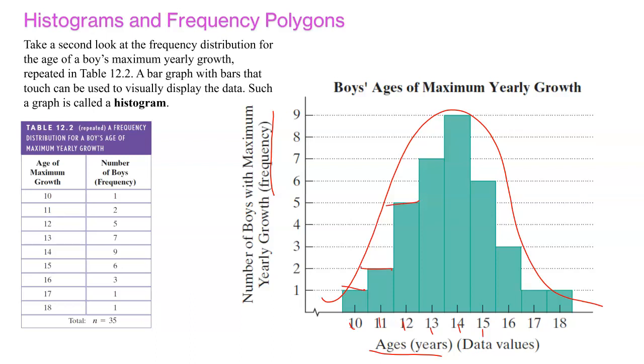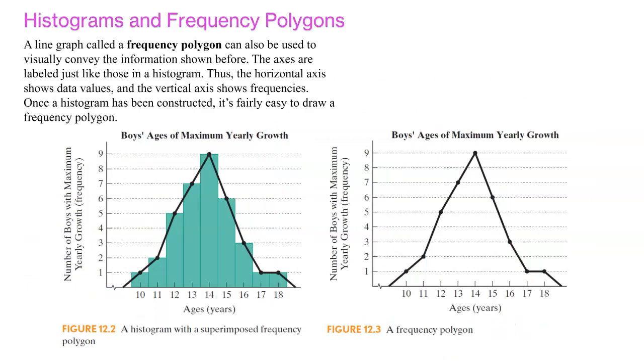Frequency of 2, frequency of 5, frequency of 7, 9, and then back down on the list. It just shows us a visual representation. If we've got a frequency distribution table, then a histogram is really easy to make because we just turn these values into bar heights. Same thing with a frequency polygon. That's this graph on the right.